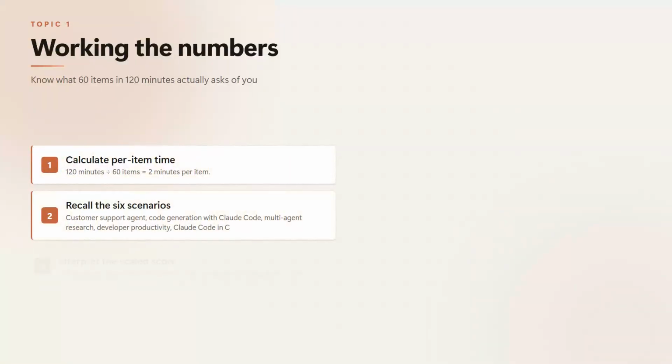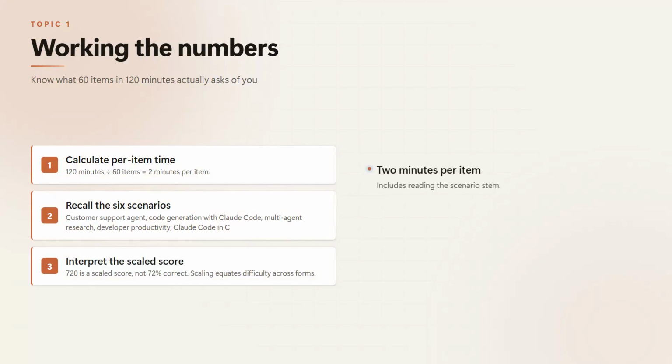Let's work the customer support agent scenario. You get a long stem describing a support workflow, then a question about architecture. You have 2 minutes total. If you spend 90 seconds reading, you have 30 seconds to answer. That's tight. The alternative, skimming the stem, loses because you'll miss a detail that changes the answer. So you must practice reading scenario stems efficiently. The other 5 scenarios are on the page, they all demand the same pacing.